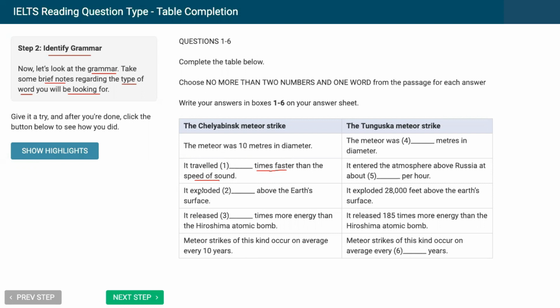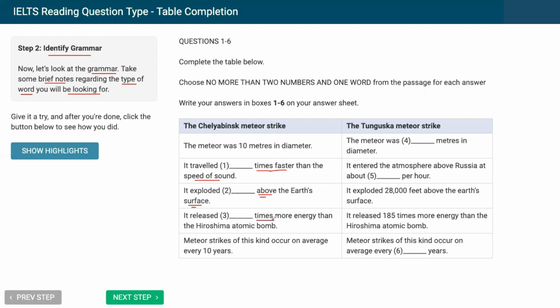Okay, number 2. It exploded blank above the Earth's surface. So again, this could also be an amount, perhaps feet or meters. So something that would designate distance because we see above the surface. So that gives us a nice clue that we're talking about distance. Number 3, it released blank times more energy than the Hiroshima atomic bomb. Very similar to number 1 because we see times again.